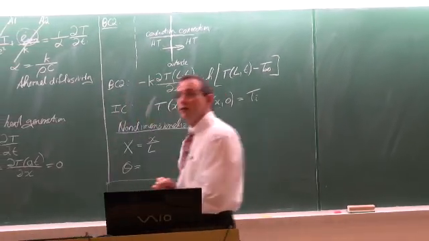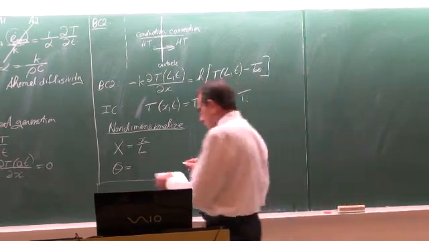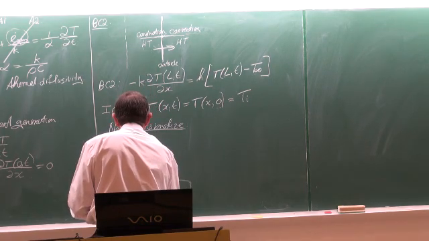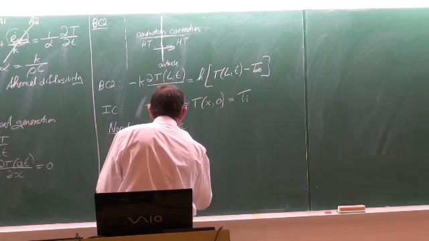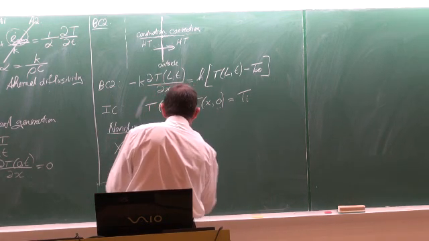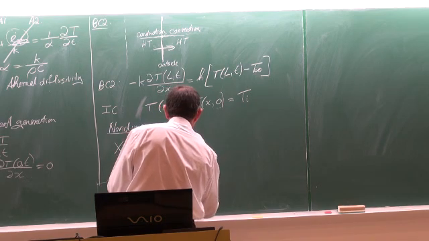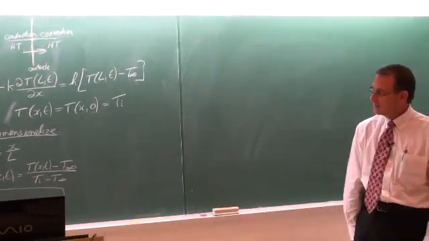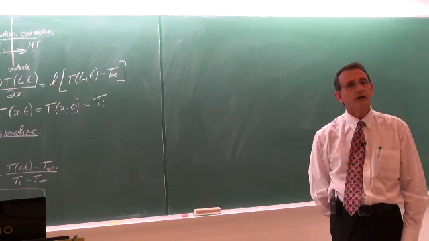Then we're also going to define a non-dimensionalized temperature, which is theta. The non-dimensionalized temperature theta(X,t) is equal to the temperature minus T infinity, divided by Ti minus T infinity. So that is the non-dimensionalized temperature, and again, it will always be between 0 and 1.